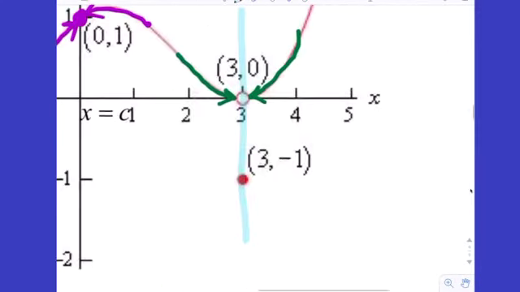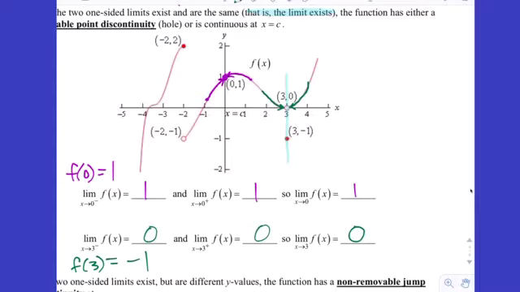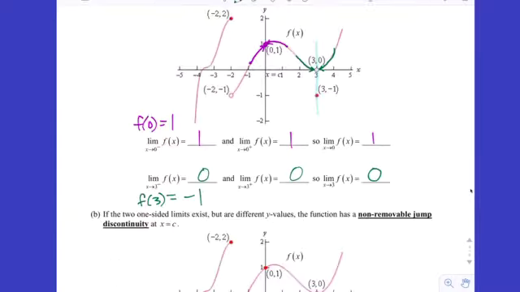So the reason we call it a removable point discontinuity is because all we have to do is relocate the bridge to (3, 0), and now the graph is continuous. That's why we call it a removable point discontinuity. So the limit gives us a way to basically define the types of discontinuities.